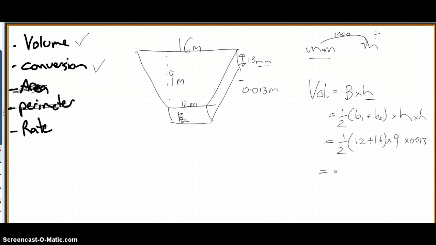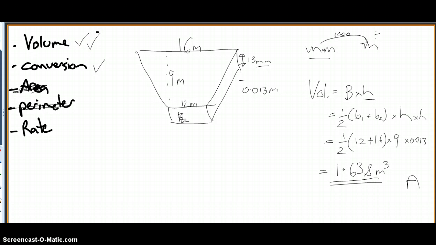Answer. This is when you would take out a calculator and type in the correct numbers. Now if you do this on the calculator, you will get 1.638 meters cubed is the volume. Okay, and by the way, that would be worth 1 achieved. Okay, so I've done that one.